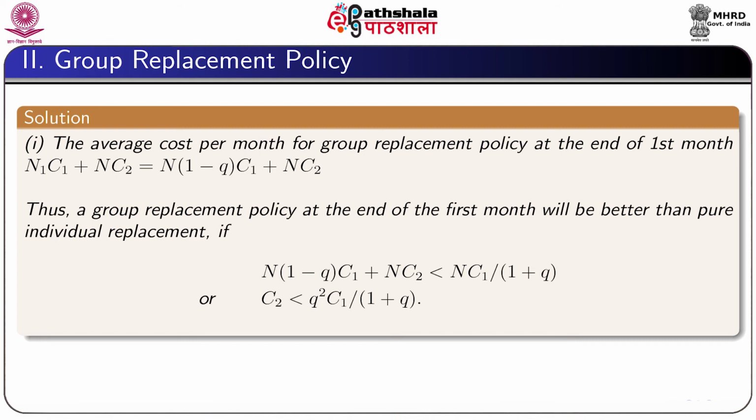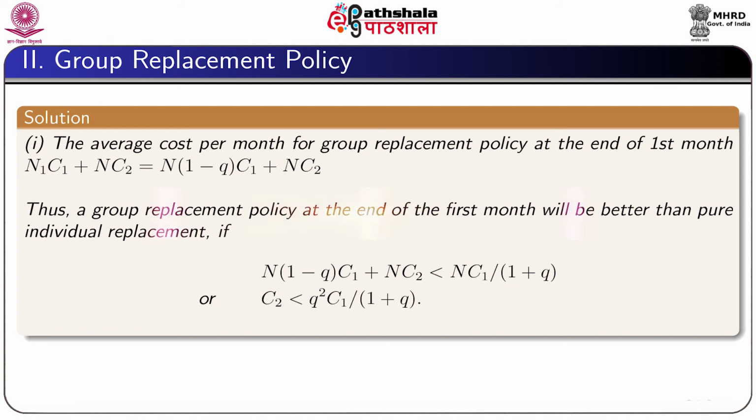Now, the average cost per month for group replacement policy at the end of first month: N1 is the number of items failed, so N1 into C1, and then at the end of first month, if the group replacement is done, then the cost would be n into C2. So, in total it is n into (1 minus q) into C1 plus n into C2.